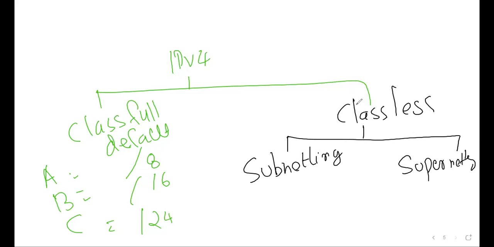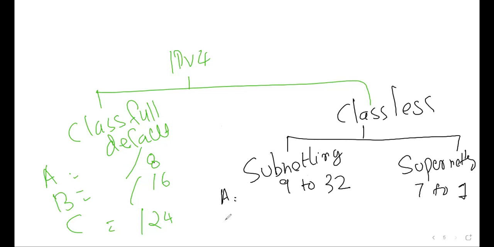supernetting. In class A, by default it is /8. If I'm writing from 9 to 32, it is subnetting. If I'm writing backwards from 7 to 1, that's called supernetting.